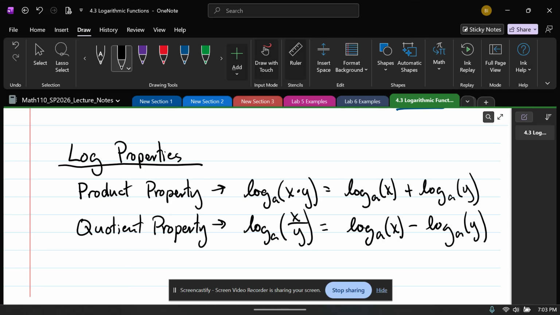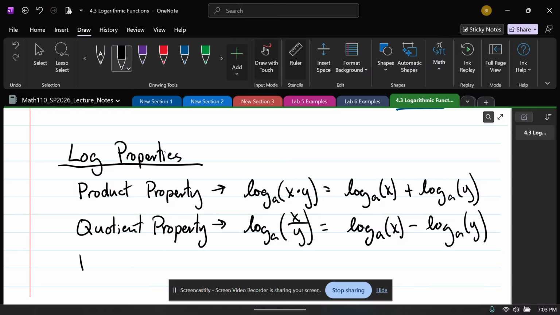If you think about exponent rules, when you multiply like x squared times x to the third, you add the exponents together. When you divide like x to the fifth divided by x to the third, you subtract exponents. The properties of logarithms are the same as the properties of exponents. They do the same thing.